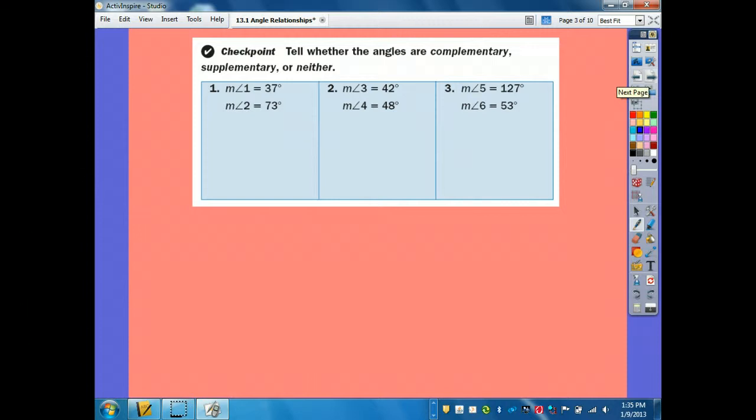With that knowledge, tell whether the angles are complementary, supplementary, or maybe neither. I add these up. What is my sum of 37 and 73?